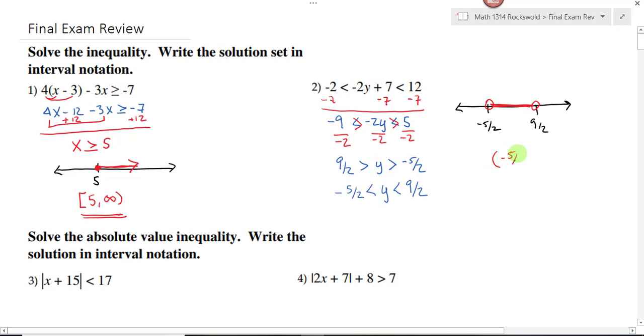Parentheses. Why is it a parentheses instead of a bracket? It's not equal to. We only use the brackets when we were equal to something. So if we had a closed circle, we would use the brackets. If you have open circles, you use the parentheses, and this would be our final answer.